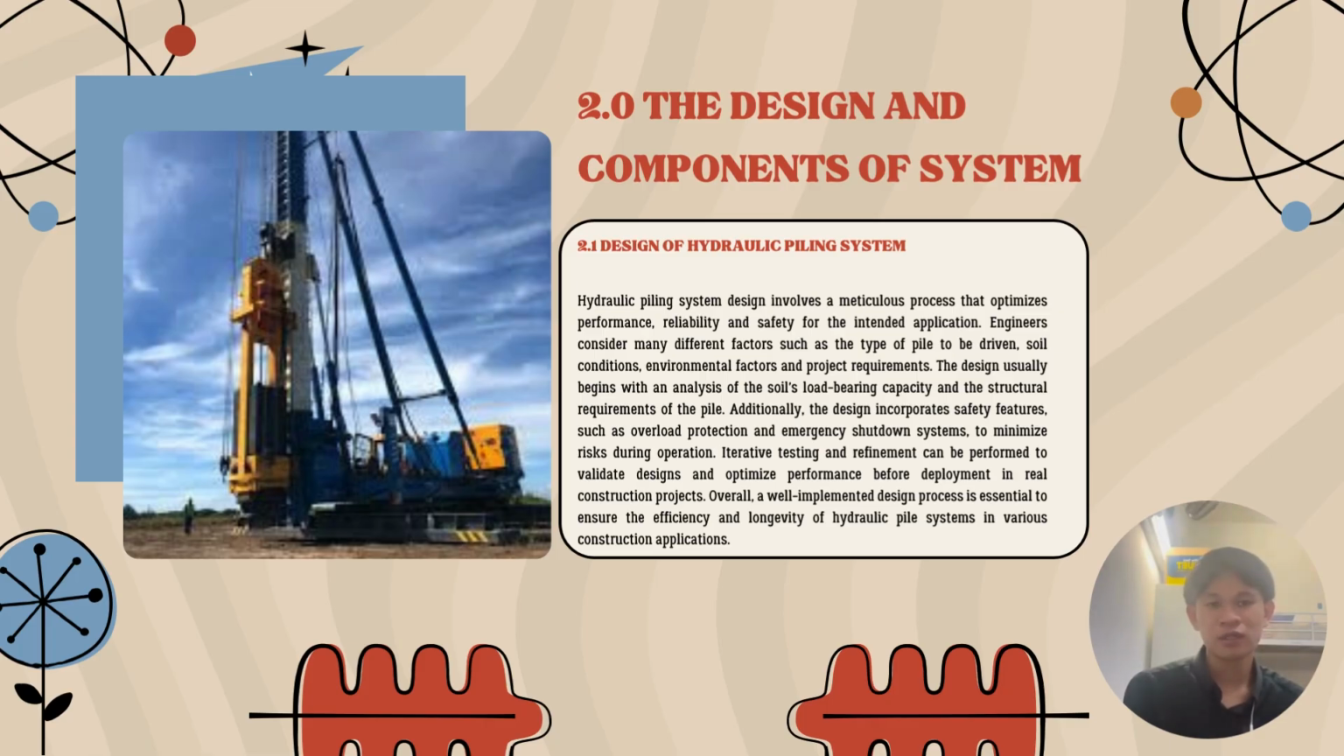2.1 Design of hydraulic piling system. Hydraulic piling system design involves a meticulous process that optimizes performance, reliability and safety for the intended application. Engineers consider many different factors such as the type of pile to be driven, soil condition, environmental factors and project requirements. The design usually begins with an analysis of the soil load bearing capacity and the structure requirement of the pile. Additionally, the design incorporates safety features such as overload protection and emergency shutdown systems to minimize risks during operation.